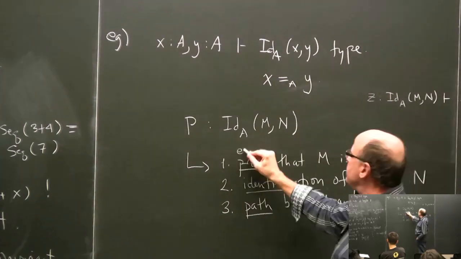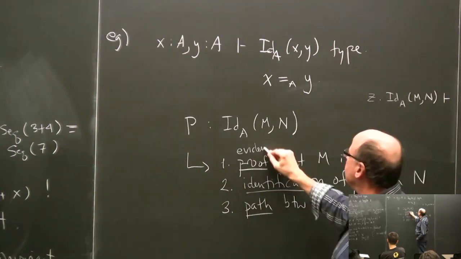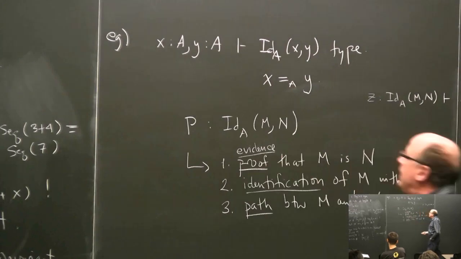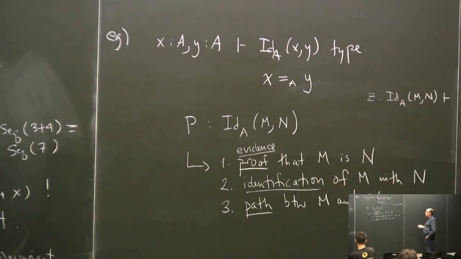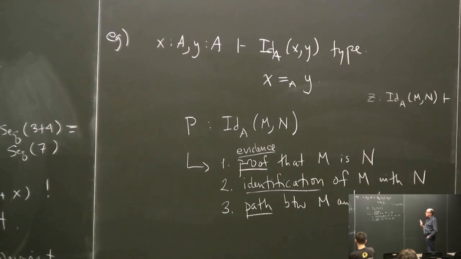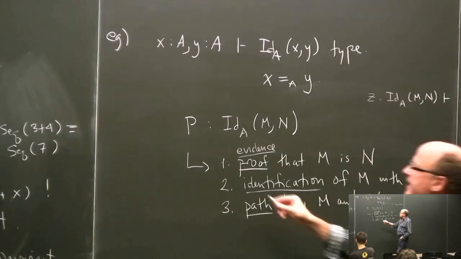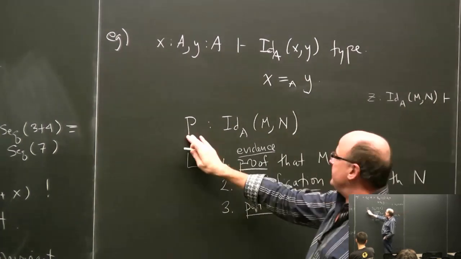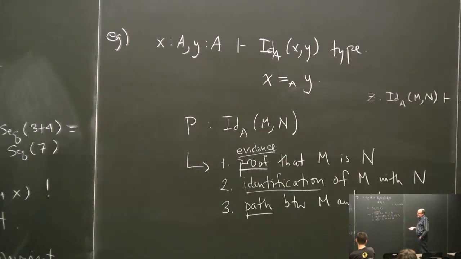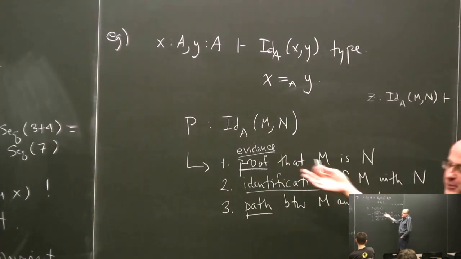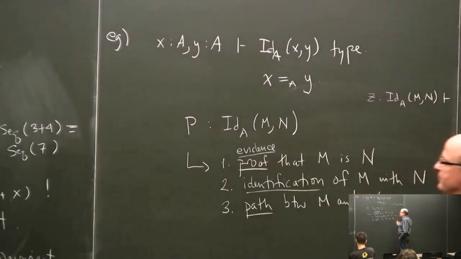Sometimes people get nervous about using the word proof here. Personally, I think that I prefer it, but I also am aware that some people don't. So you could use the word evidence if it feels nicer to you. But the important point is that it's a term of the type theory that inhabits a type, and it represents a proof that m and n are in some sense equal.